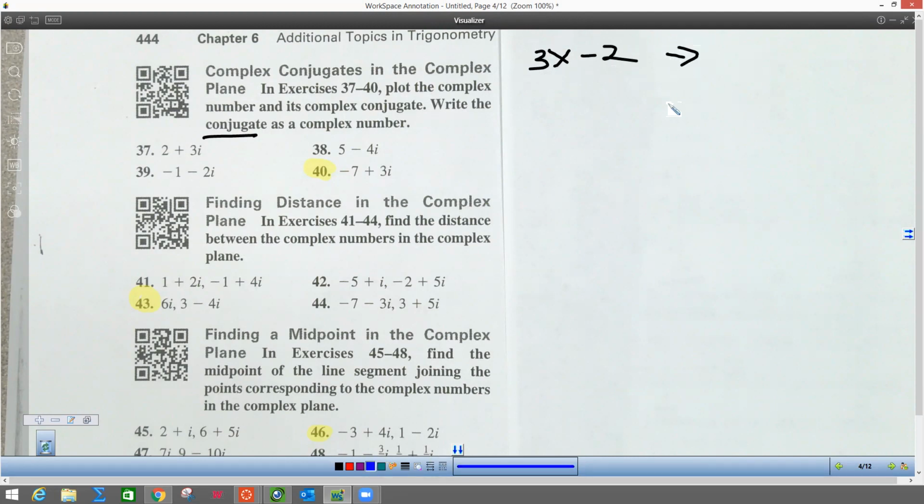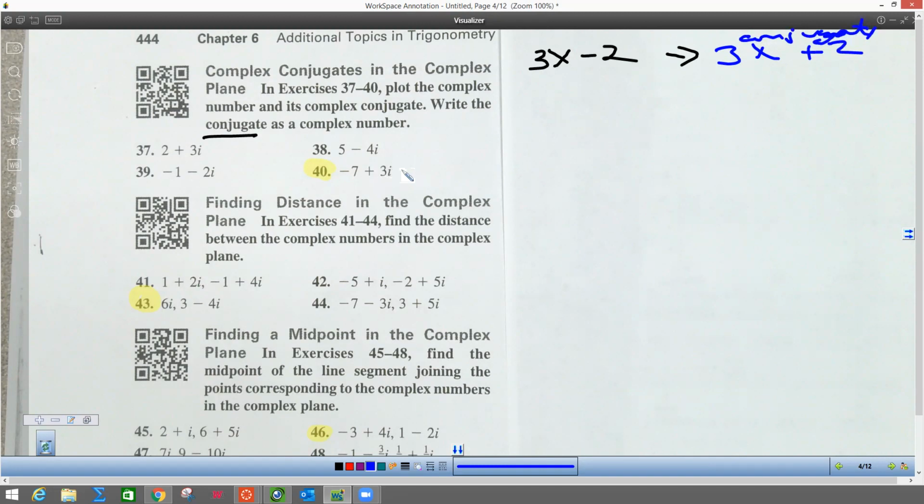This is from what we did already this year, and you've done it in the past. What's the conjugate of 3x minus 2? Anybody remember? That's right, it's the same thing. It's the 3x and the 2. The difference is you just change the sign in the middle. So this is the original. This is called the conjugate. Remember doing that? Conjugate right here.